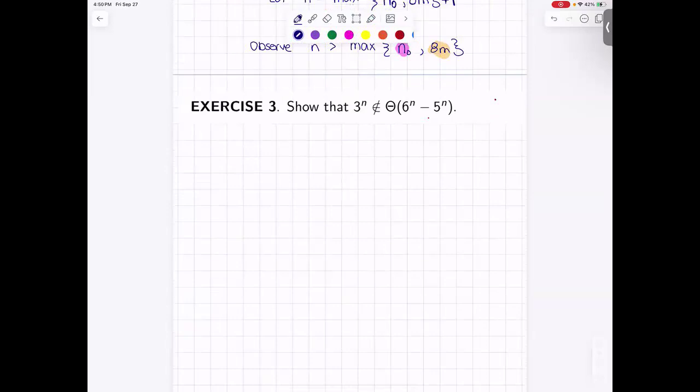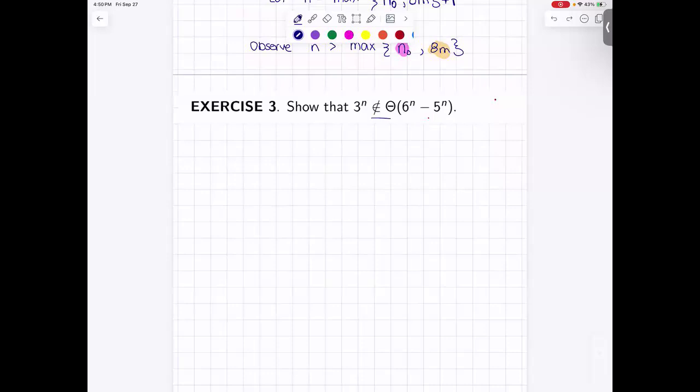Here we are taking another look at a function that is not in theta of some other function. This one's a little bit trickier, and we probably won't see very many cases where we end up with values this high. So this one's a little bit more optional in that respect, but it's still important to know the techniques that we're going to use to solve this problem in case they come up in other scenarios.